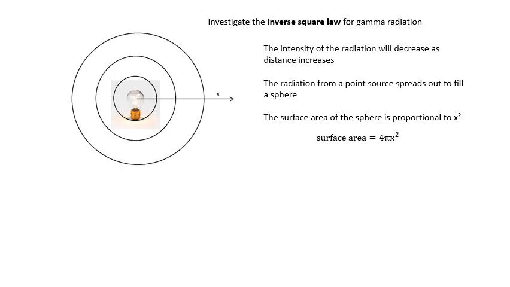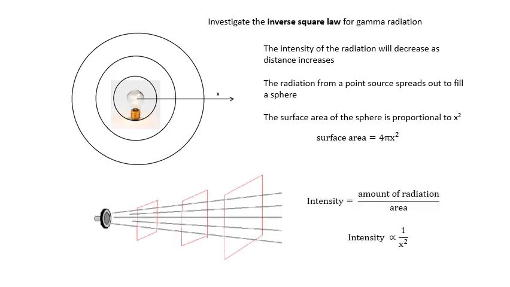Now, the surface area of a sphere is proportional to its radius squared. Therefore, the area will be getting bigger and bigger by a factor of x squared. So the intensity, which is the amount of radiation per unit area, will vary with 1 over x squared. And that is what we mean by an inverse square law.